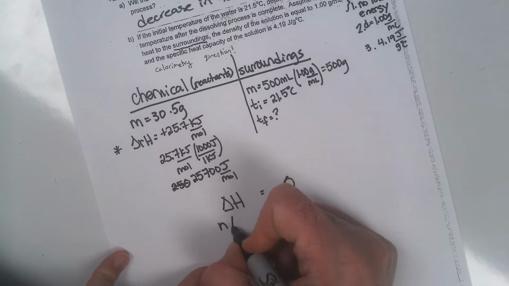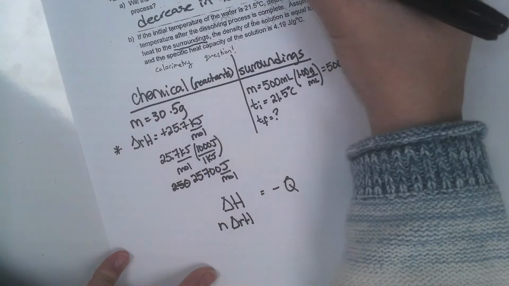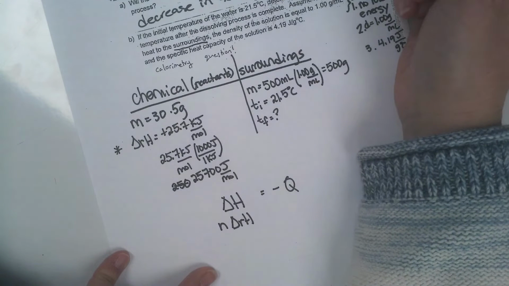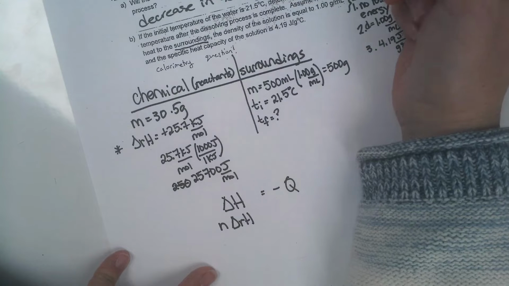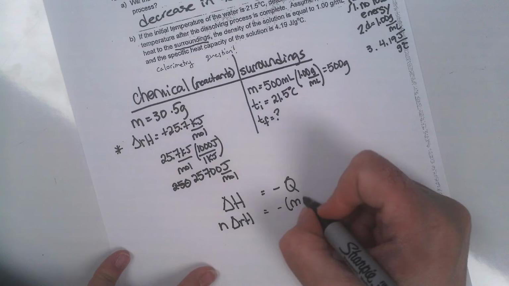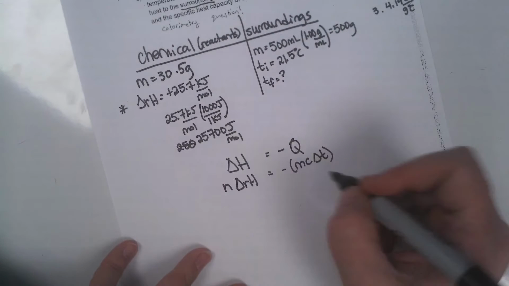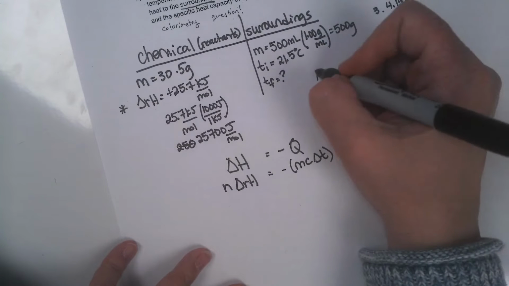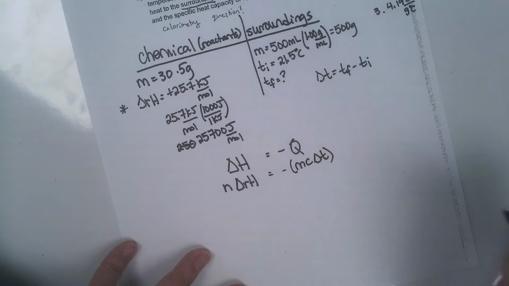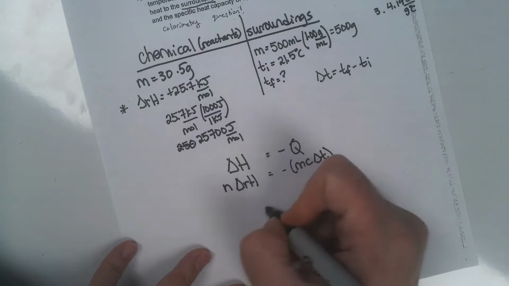This is n delta RH, or n, remember I said this could be R. R just means the reaction. This happens to be a solution reaction. There's a combustion reaction. There's a formation reaction. This is equal to negative mC delta T. And so it's asking us to find final temperature. Delta T is equal to Tf minus Ti. So let's just solve for delta T first and then go from there.